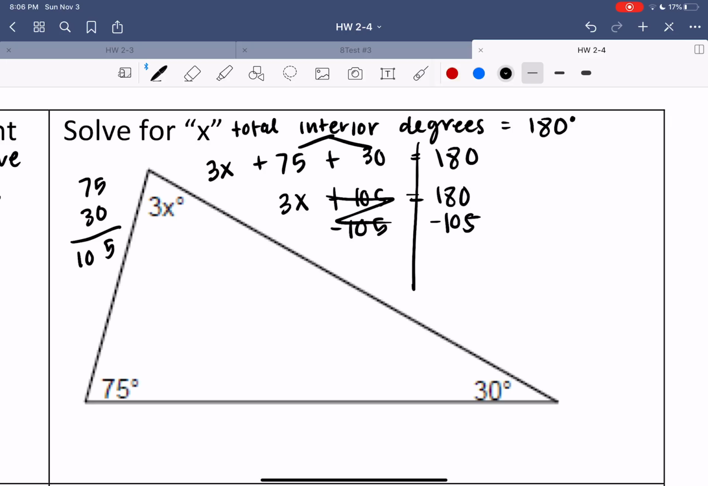And then this will become 0, and we'll be left with 3x equals, this will be 7. 10 minus 5 is 5. 7 minus 0 is 7. So we'll be left with 75, and that will equal 3x, and we'll get a number from there.